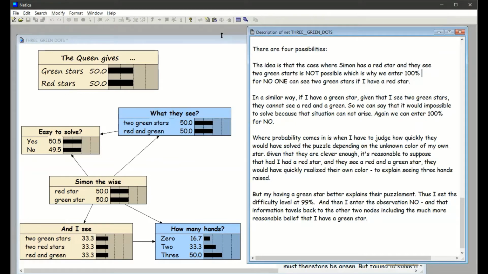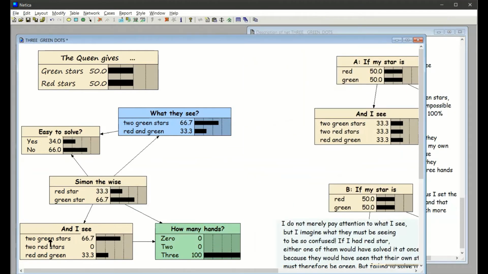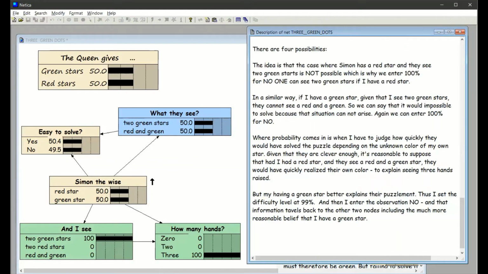So, what is it that Simon does? He does the same thing that the 2 wise guys do. He models what he sees, and it's either 2 green stars, 2 red stars, or a red and a green, and how many hands he's going to see. And in fact, he sees 3 hands and 2 green stars. And that means that either he has a red star or a green star.